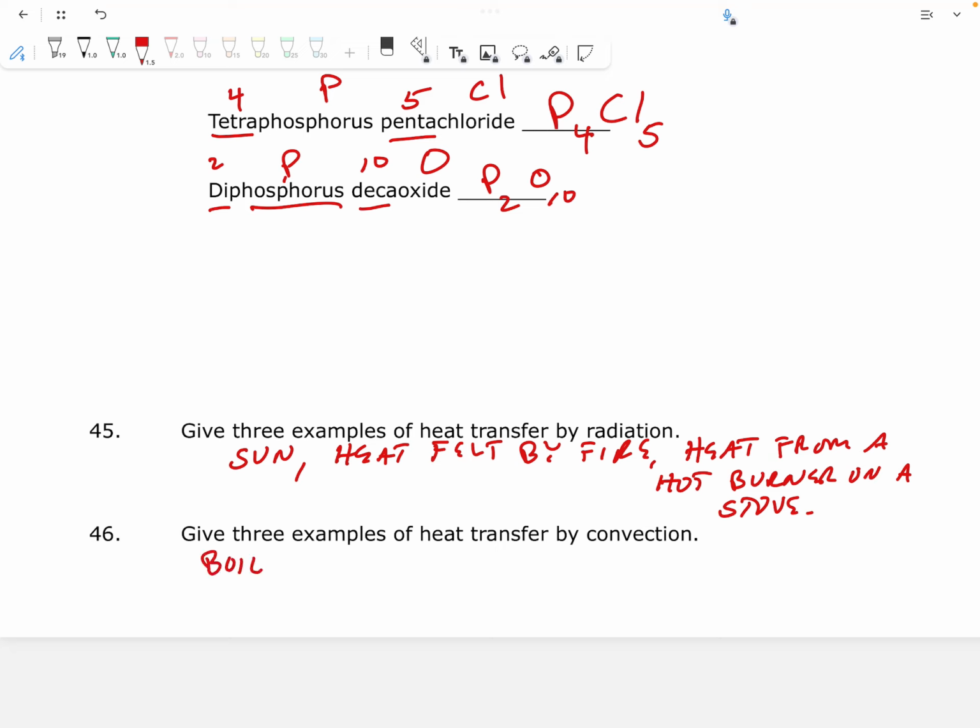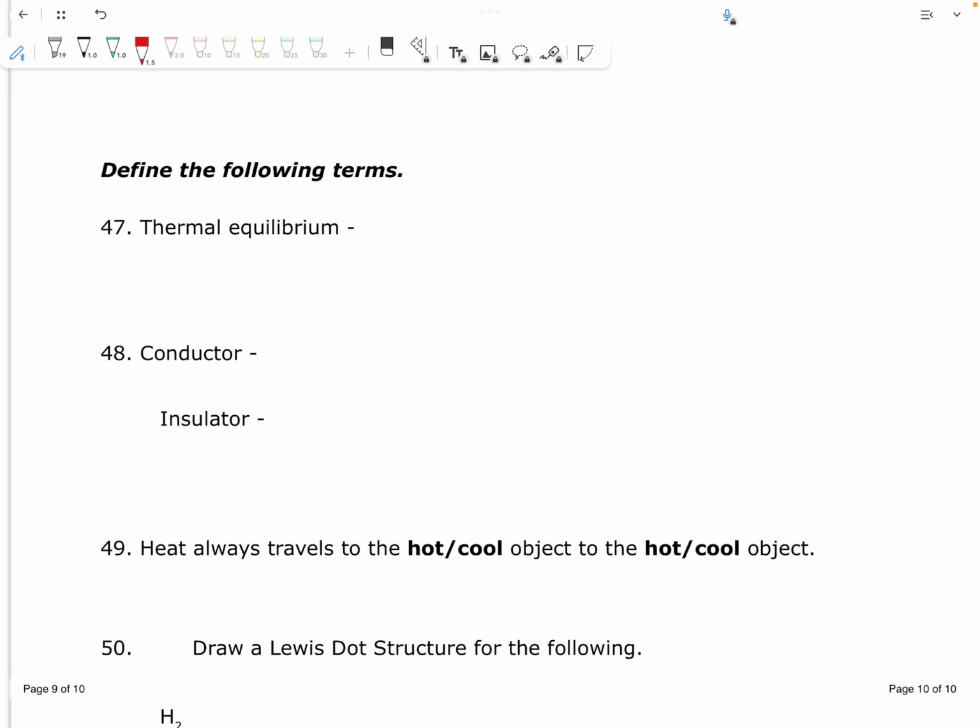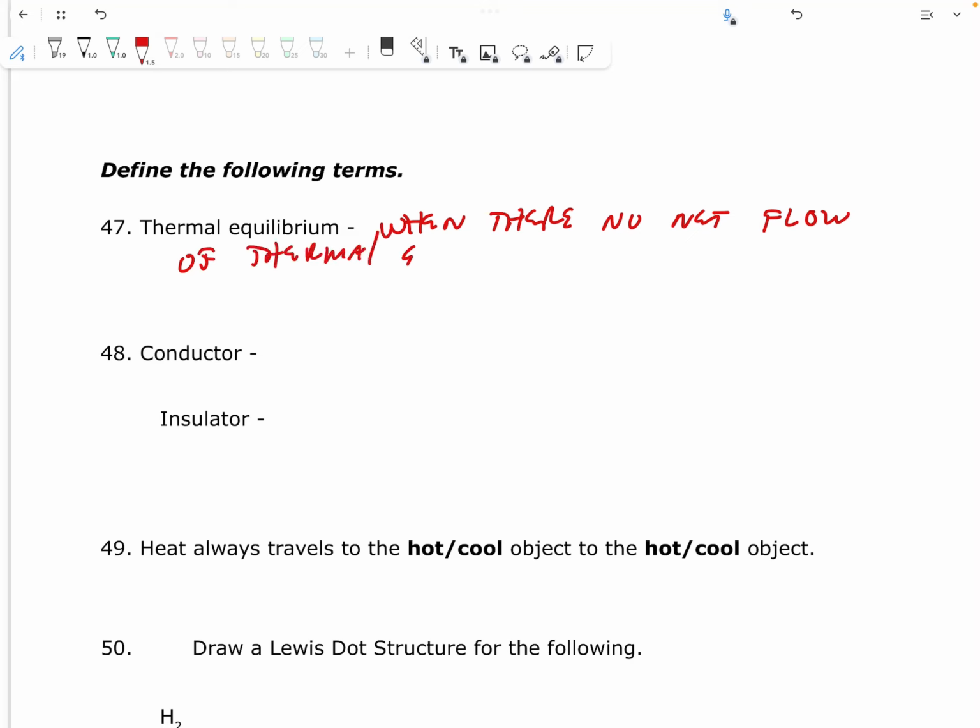Transfer by convection: boiling water, hair dryer blowing, and rising and cooling air. Those are 3 examples of convection. Now we can get to number 47, thermal equilibrium. Thermal equilibrium is when there is no net flow of thermal energy in a system.